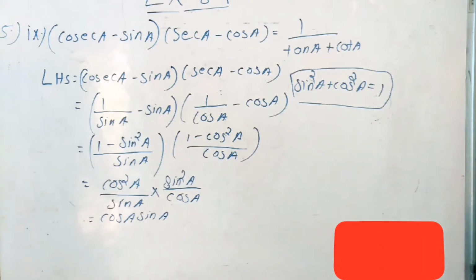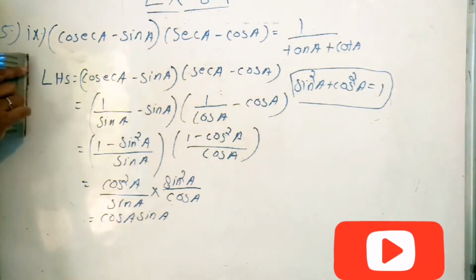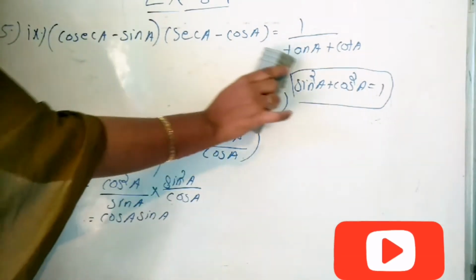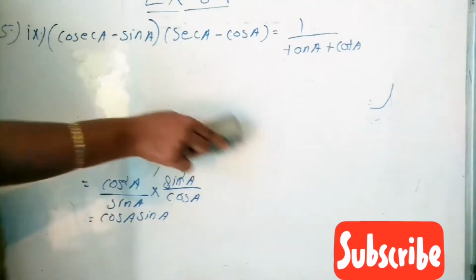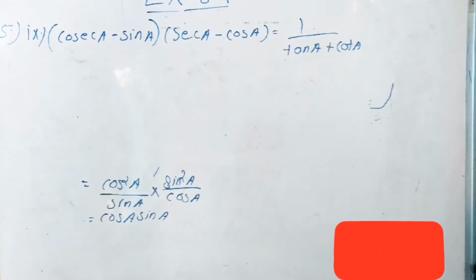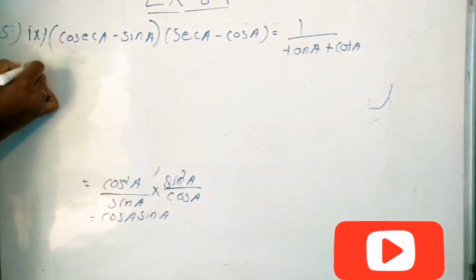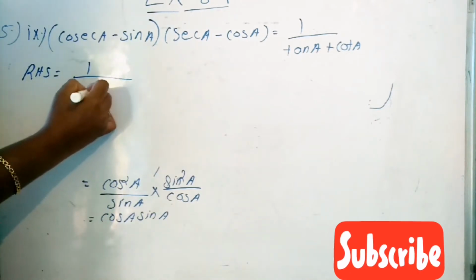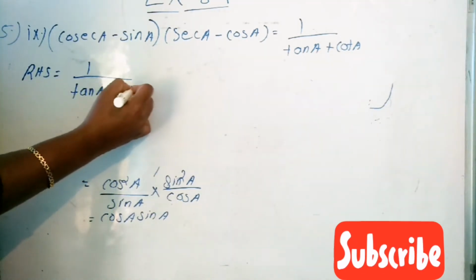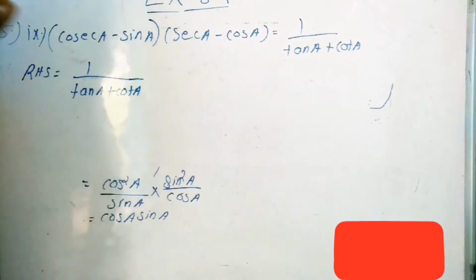Now we are going to consider RHS. We need to prove this RHS is also equal to cos A into sine A. Then we can say that LHS is equal to RHS. So we will start from RHS. RHS is equal to 1 by (tan A plus cot A).